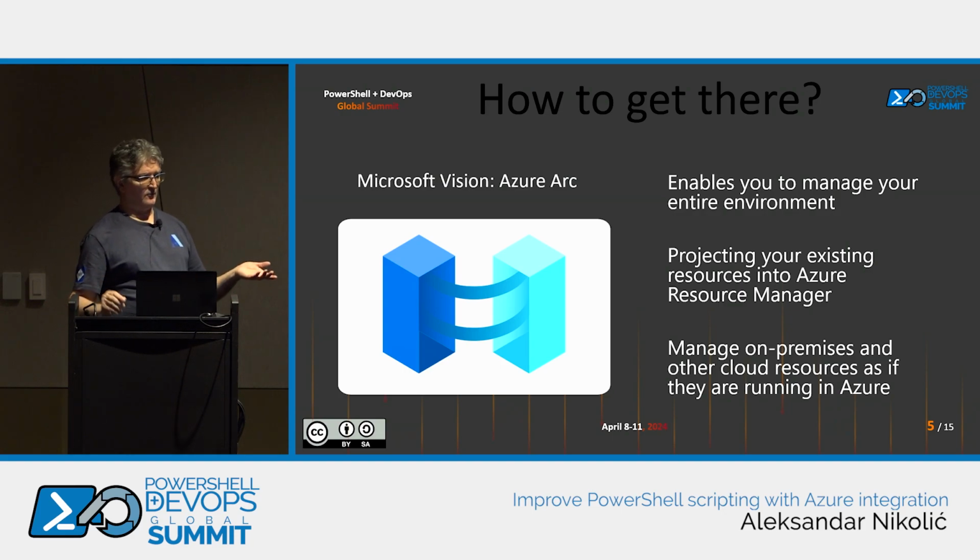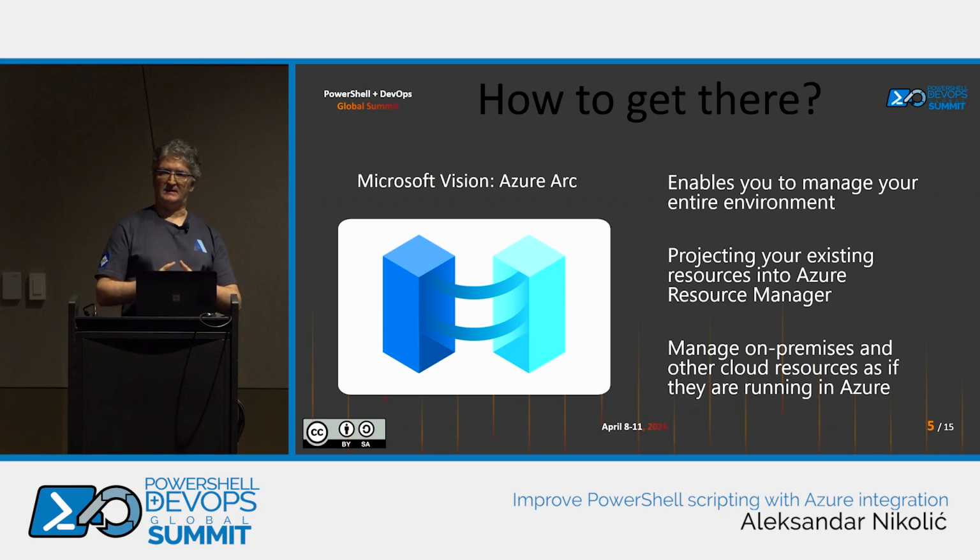Azure Arc enabled servers works in a way that it projects the existing resources that live outside of Azure into Azure, right? So Azure becomes aware of their existence, and that enables us to use the management tools that exist in Azure against those resources that are non-Azure resources.